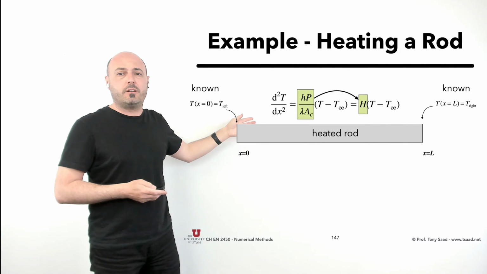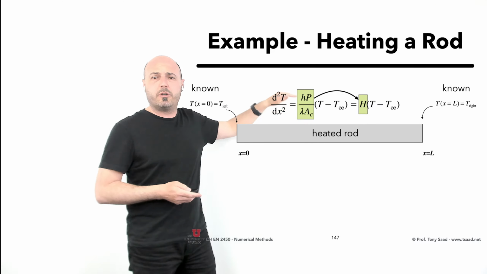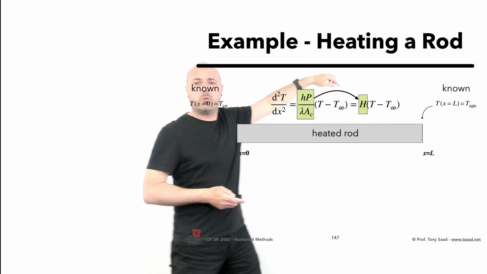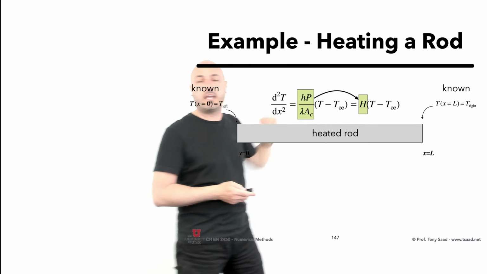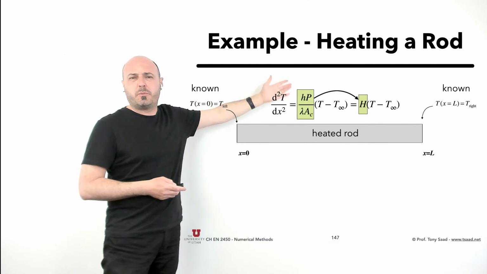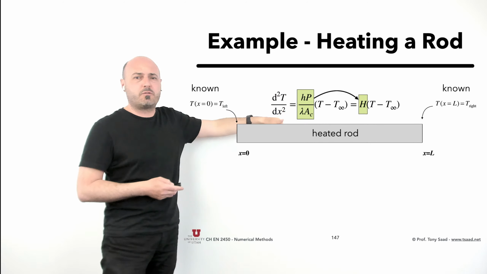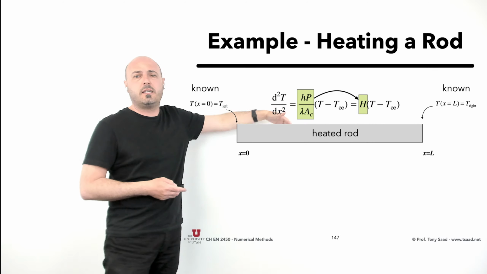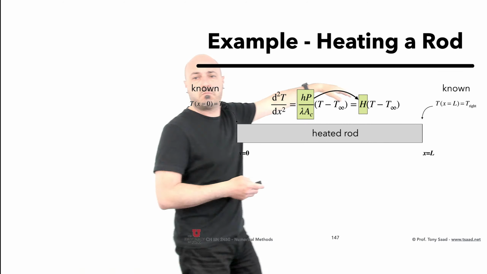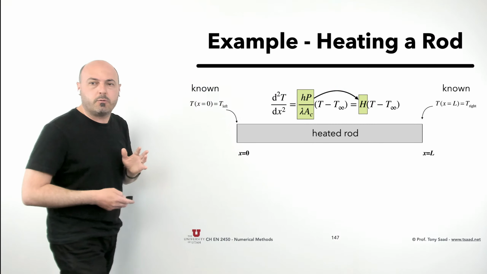What I'm going to do here, for simplicity, because I don't want you to worry about HP, lambda, and AC, is just lump all of those into a coefficient, which I'll call capital H. P is the rod's perimeter, and lambda is the heat transfer coefficient inside the rod. AC is the surface area of the rod. Don't worry about those. Just call this H and play with the values of H.